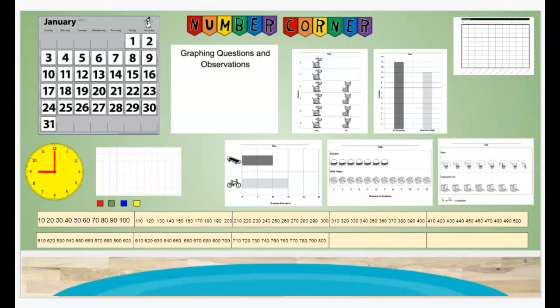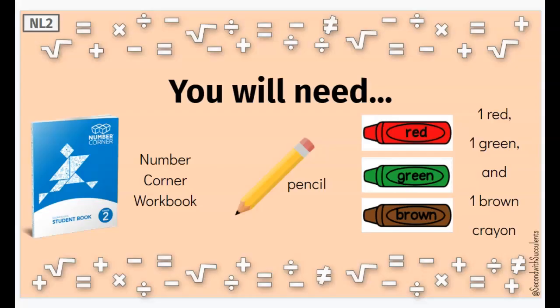For Number Corner today, we are going to be working on our number line to celebrate the 8th century day. Here's what you'll need. You'll need your Number Corner workbook, a pencil, one red, one green, and one brown crayon. You can pause the video now to get what you need.